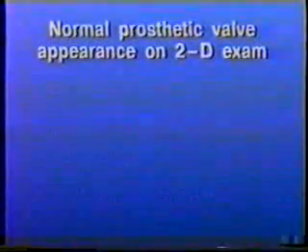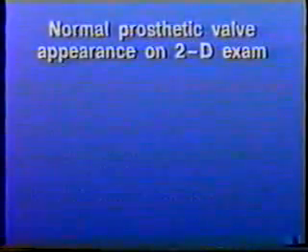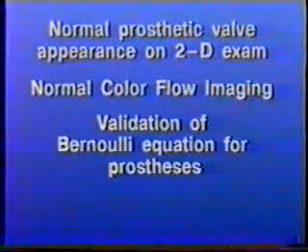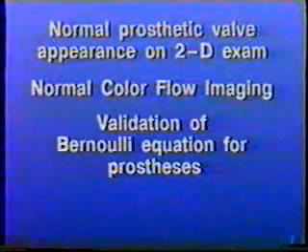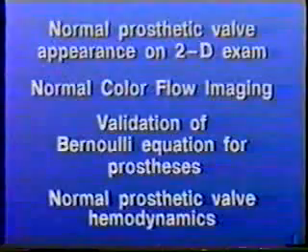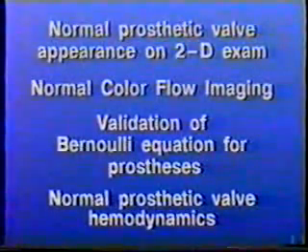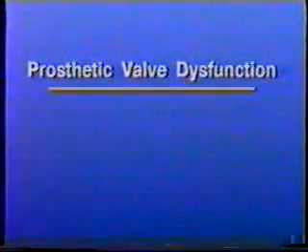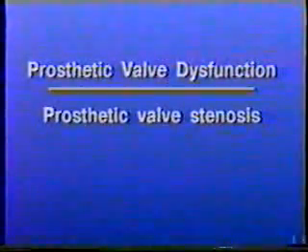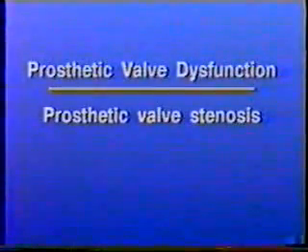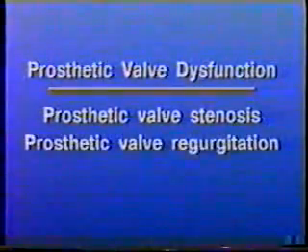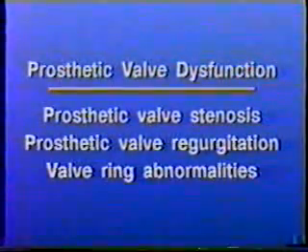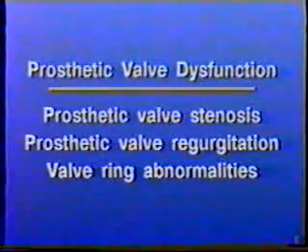We will begin our discussion with normal prosthetic valve appearance on the 2D exam and normal color flow imaging. We will then discuss validation of the simplified Bernoulli equation for prostheses, and we will illustrate normal prosthetic valve hemodynamics. The discussion of normal hemodynamics will be followed by a discussion of pathologic prosthetic valve stenosis. Next, we will illustrate a systematic approach to prosthetic regurgitant lesions, and we will conclude with a discussion of valve ring abnormalities.